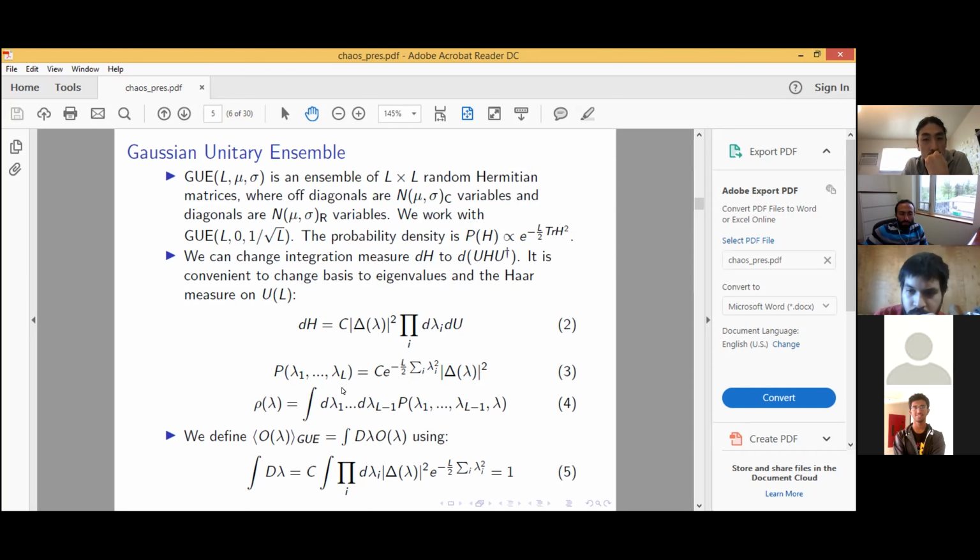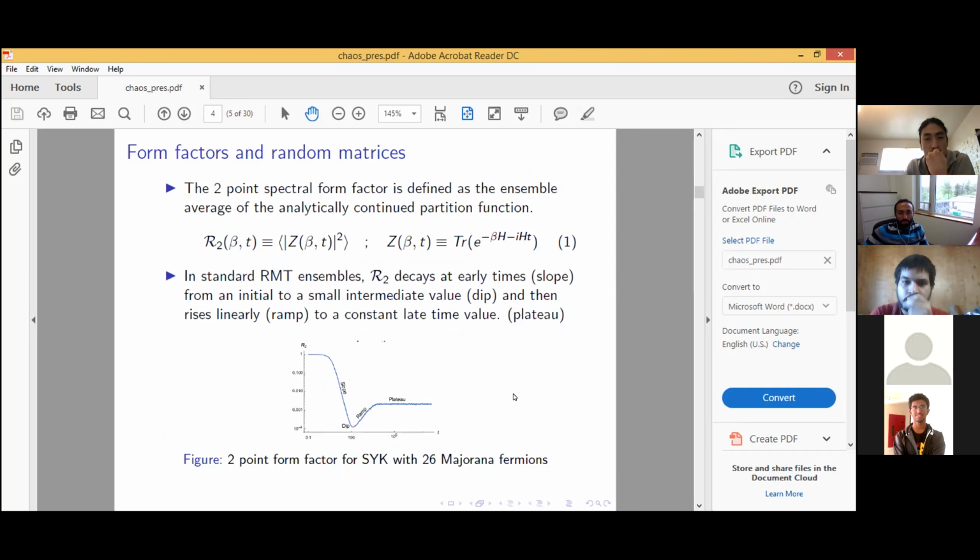Sorry, Soham. In the previous slide, what did you mean by standard ensembles? Standard ensembles, well, we can have things like the Gaussian unitary ensemble, Gaussian orthogonal ensemble. We can have things like symplectic ensembles. So that's essentially how the elements of the random matrices are distributed. So for all those ensembles, this general behavior holds.